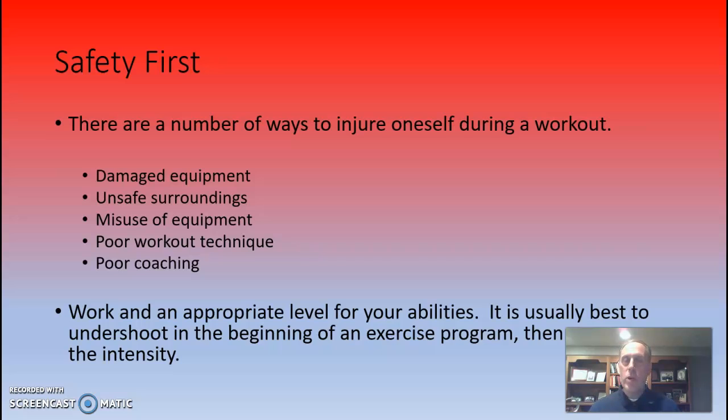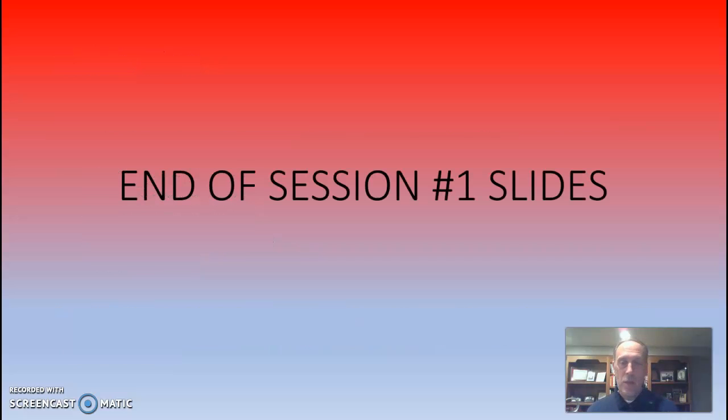I'm looking for you to work at a level that's appropriate to your abilities. If you're somebody who's brand new to working out, remember you want to start off and undershoot your workouts, let your body adapt, and you'll learn about this in class, and then ramp up the intensity. Believe me, you'll thank me later. In the first week or two, if you undershoot a little bit, and then you start to ramp up your weights, your body will actually be able to perform at a higher level later on.